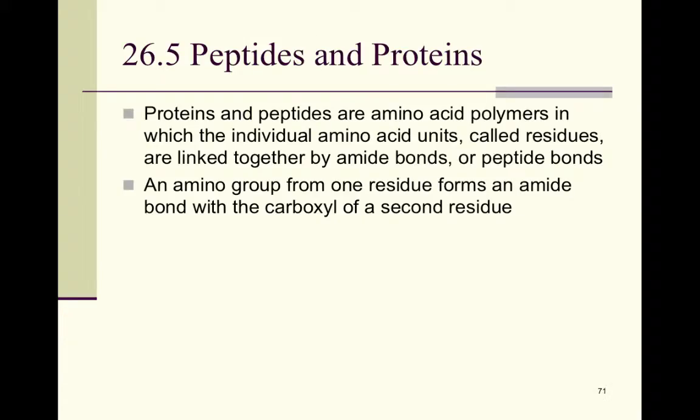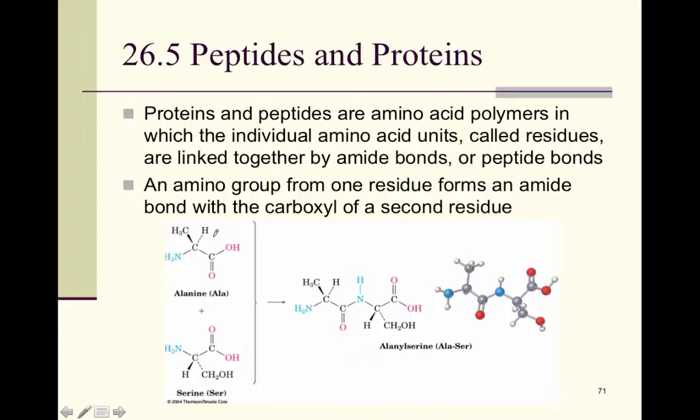Proteins and peptides are amino acid polymers in which the individual amino acid units, called residues, are linked together by amide bonds or peptide bonds. An amino group from one residue forms an amide bond with the carboxyl of a second residue. So here's an example of alanine and serine. Individually, these are called residues. Together, it's called a peptide, in this case, a dipeptide.